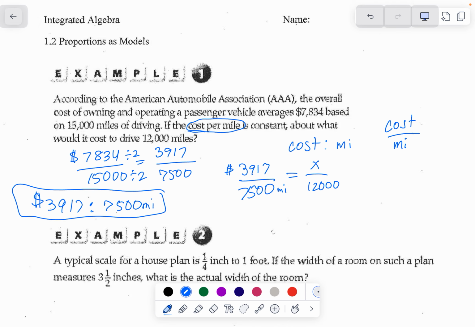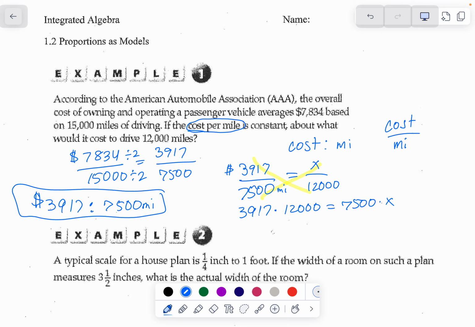Now, we know how to solve proportions now. We practiced them yesterday. We've seen some today. We're just going to cross multiply. So we're going to get 3,917, and I'm just going to write it with a little dot between us, times 12,000 is 7,500 times X. Now, let's just leave it there for a minute, because in our calculator, 3,917 times 12,000 is a pretty big number. Yeah, some 47 million. Yeah, it's a gross number. So let's just leave it.